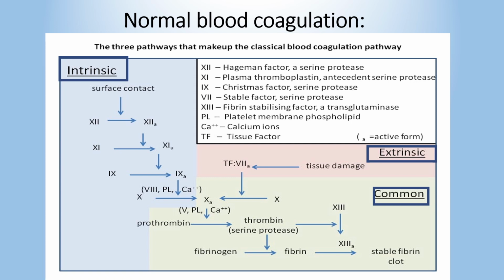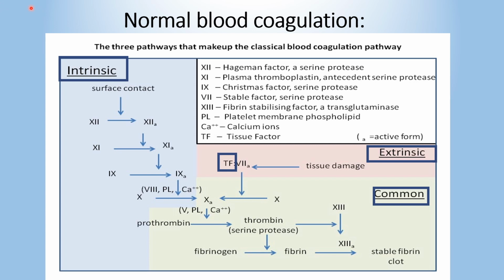The intrinsic pathway starts from factor 12 or Hageman's factor. The extrinsic pathway starts from factor 7, which binds with tissue factor or factor 3. This tissue factor has a substantial role in the pathogenesis of disseminated intravascular coagulation, as we'll see later on.